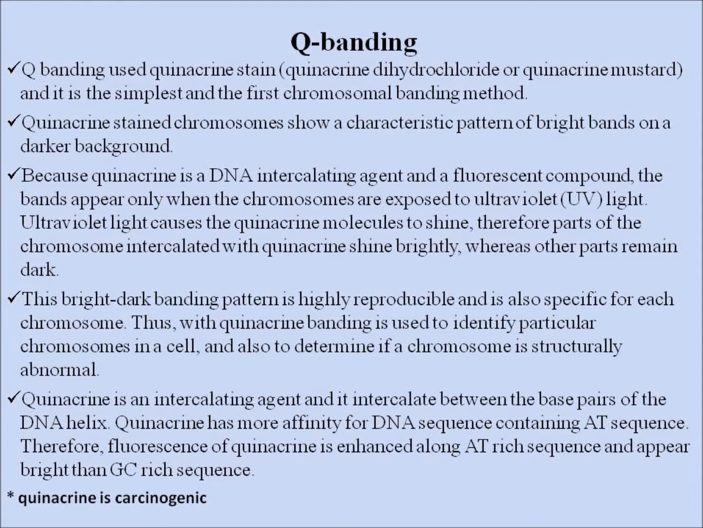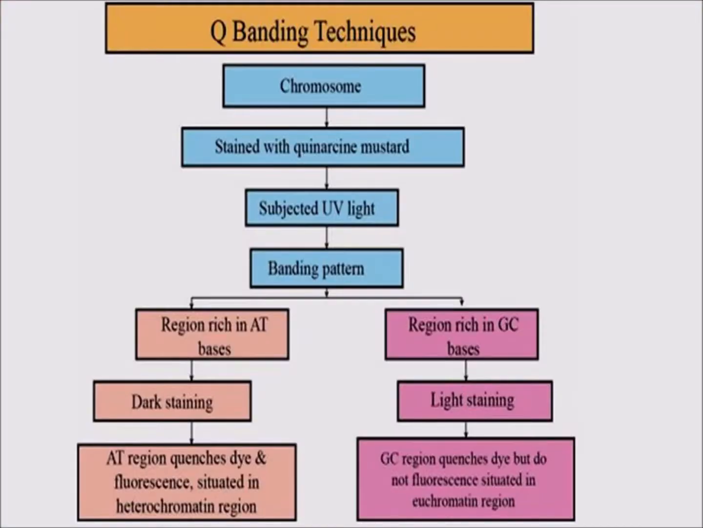Quinacrine is an intercalating agent and it intercalates between the base pairs of the DNA helix. Quinacrine has more affinity for DNA sequences containing adenine-thymine sequence. Therefore, fluorescence of quinacrine is enhanced along AT-rich sequences and appears brighter than GC-rich sequences. Quinacrine is carcinogenic. Q banding technique.